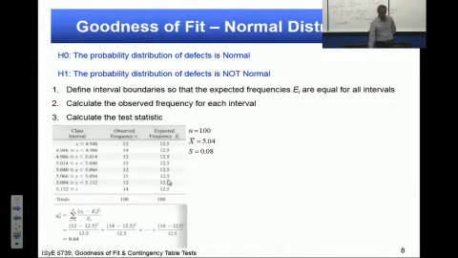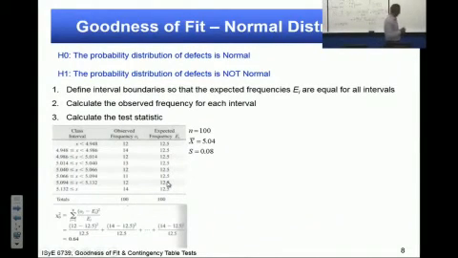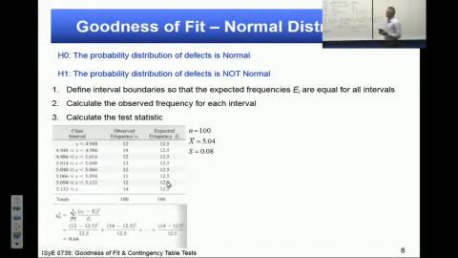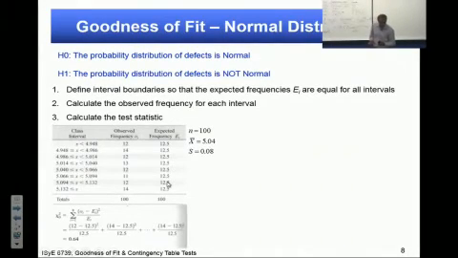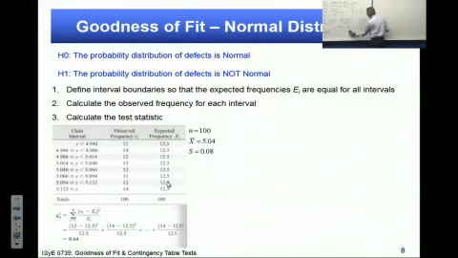How about the expected frequencies? Okay. So as you can see, these expected frequencies are the same. So what does it mean? Actually, the intervals don't have the same length, but they have the same probability. Is it necessary to do that? No. You can have the same length, not same probabilities.